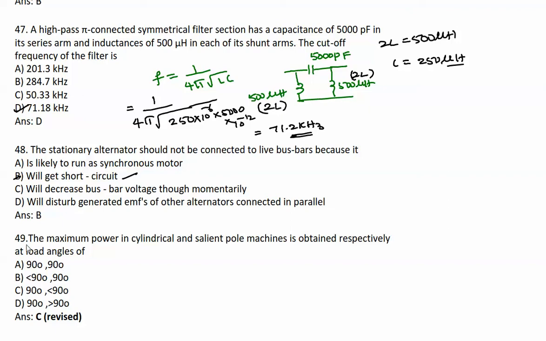Next one, 14th question. The maximum power in a cylindrical and a salient pole machine is obtained respectively by, meaning maximum power in cylindrical and salient pole. So for cylindrical it is 90 degrees. In salient pole it is going to be less than 90 degrees. As we have seen in our previous discussion, the answer is C here.